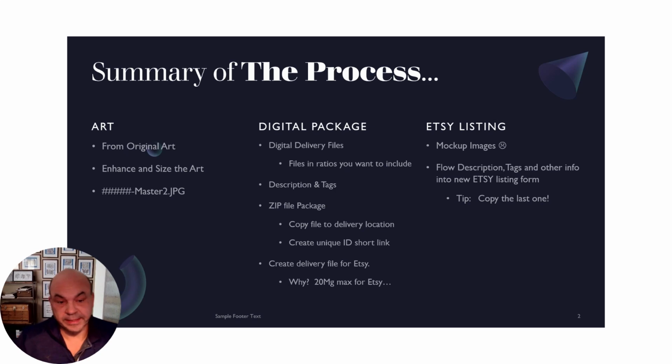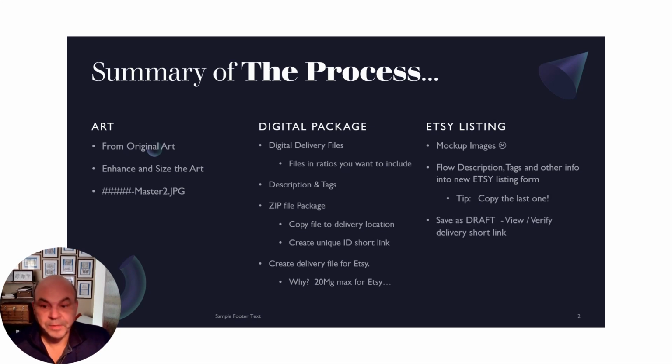And then basically it's flowing the description, the tags, and other information into the Etsy listing. I don't start a fresh new listing every time. I basically copy the last one, and then I save it as a draft. I view it. I verify that the delivery link, the short link, works. And that is the way. So that's it. I'm going to show you the process from beginning to end in the next video.